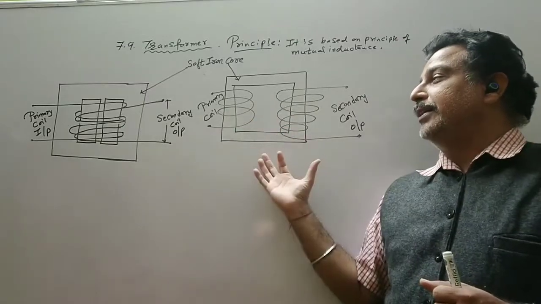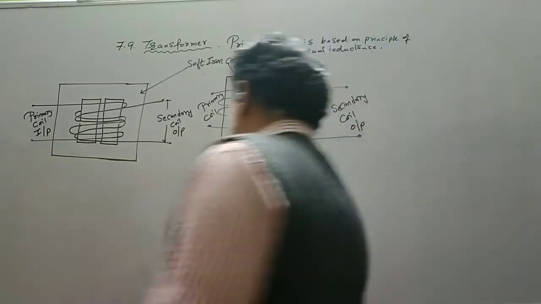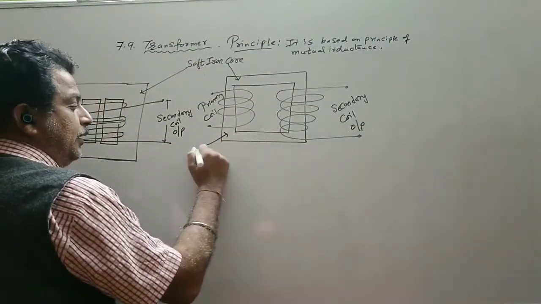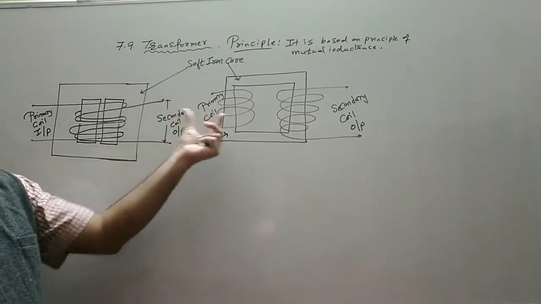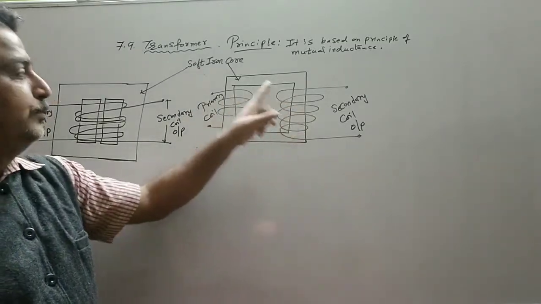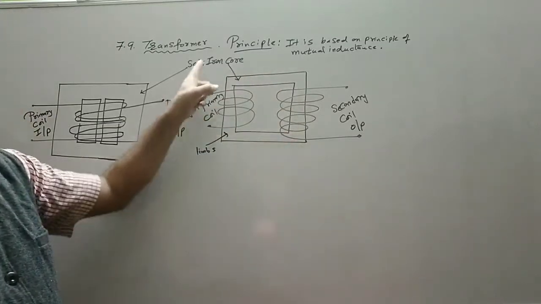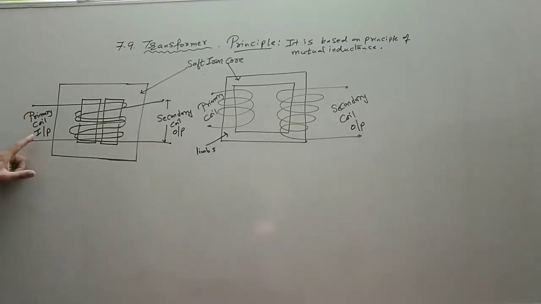The other type is where both coils are wound on separate limbs. These are referred to as the limbs of the transformer. Here the primary and secondary coils are wound on separate limbs. Again the material is a soft iron core. The primary coil, also referred to as the input of a transformer, is where a voltage is applied.